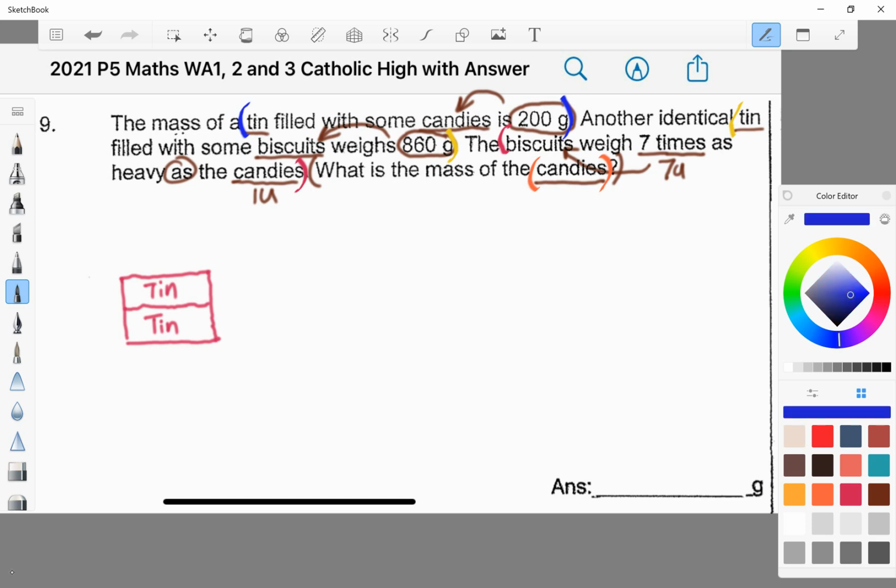They told us that the candies is actually 1 unit, and that will be shown in my model. They also told us that the biscuits are 7 units. So having drawn 1 unit for the candies, I will want to draw in the 7 units for the biscuits. So I will extend it by another 6 units.